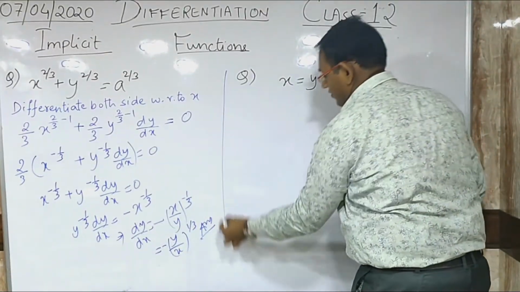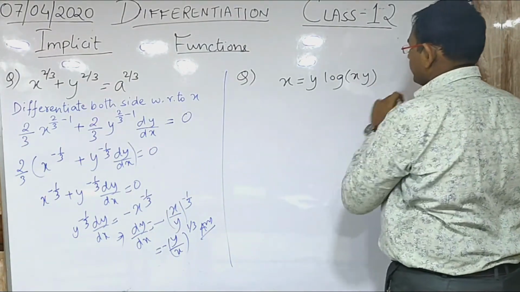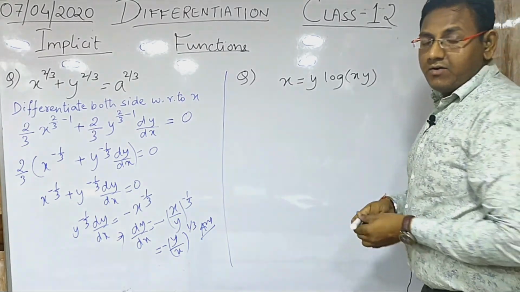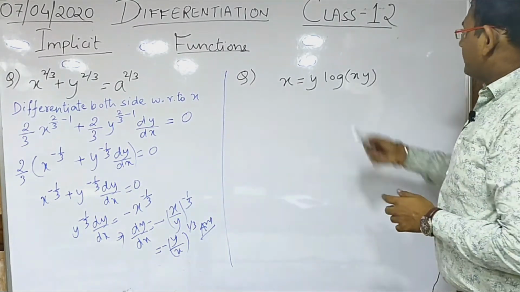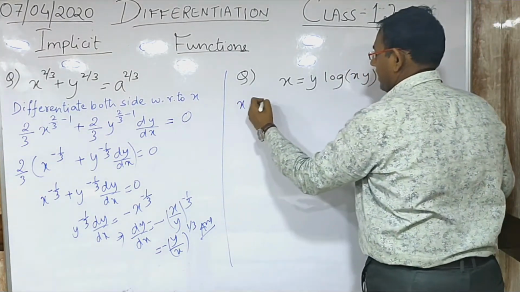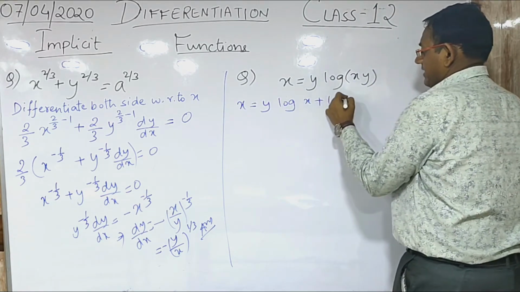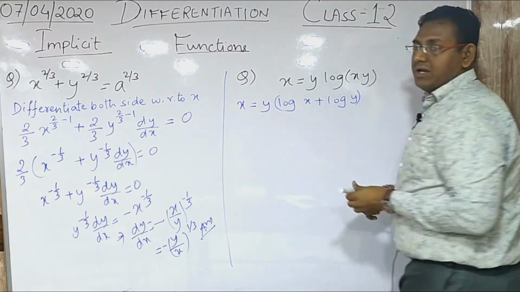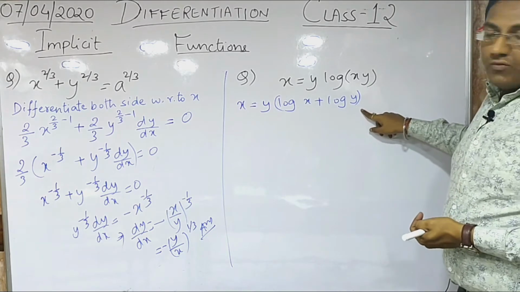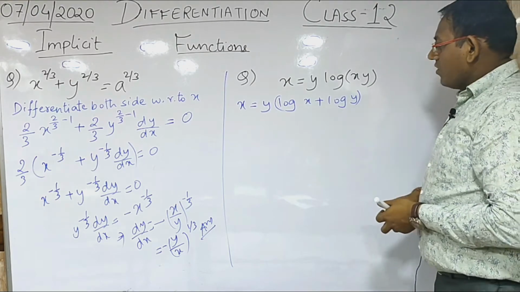Let us discuss one more question on this topic, implicit function. In this particular case, we are given x is equal to y log xy. Now we have already understood the basic concept of logarithm, where if we have two different values present inside the logarithm, then we can apply the formula log ab is equal to log a plus log b. So over here this is log xy, so we can write this as log x plus log y.